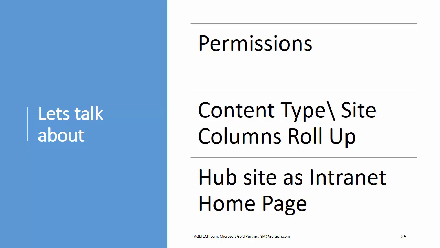Content type and site column rollup, how does that affect things? Now, there is no change to that as well as of this version, which is April 2018. Content types and site column rollup does not happen. Whatever content types and site columns are there within these associated sites, they stay within that associated site itself, and none of that is rolled up to the parent site.